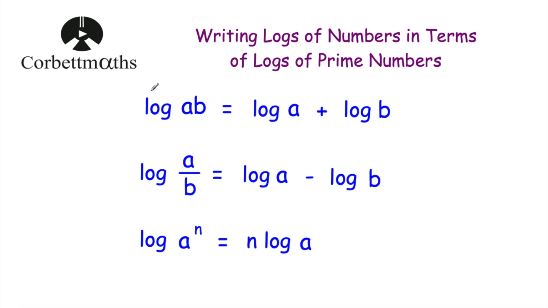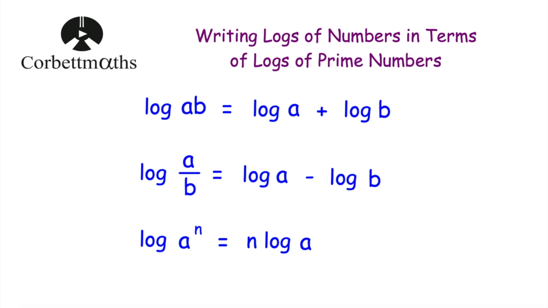And whenever we look at this topic, it's quite useful to know the laws of logarithms. That's the fact that log A plus log B is equal to log AB. Log A minus log B is equal to log A over B. And also that if we have the log of A to the power of n, we can bring the power down, so it would be equal to n times the log of A. So those laws of logarithms are going to be quite useful whenever we write these log of numbers in terms of the logs of prime numbers.